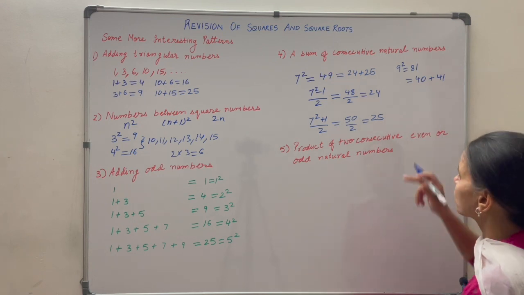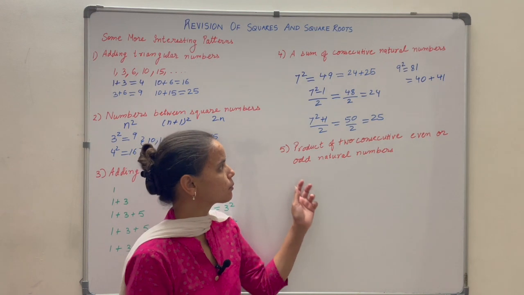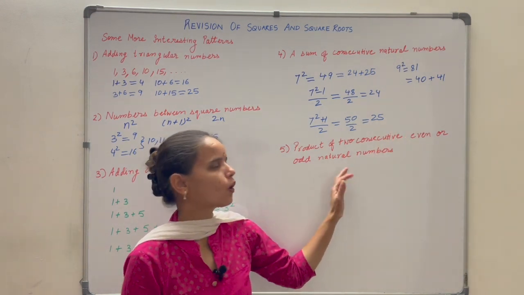This method you can do for the square of any odd number. Now let us take the product of two consecutive even or odd natural numbers.